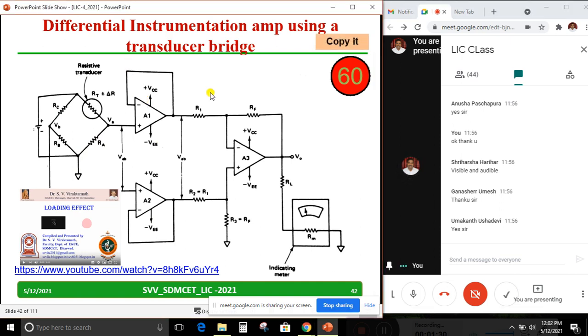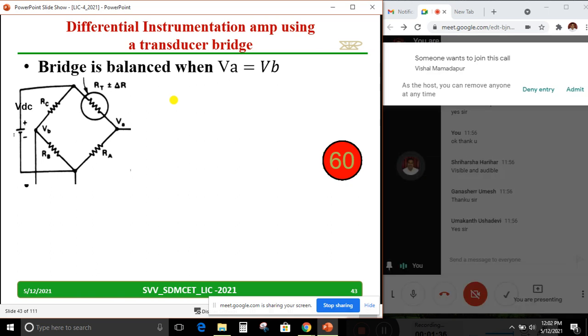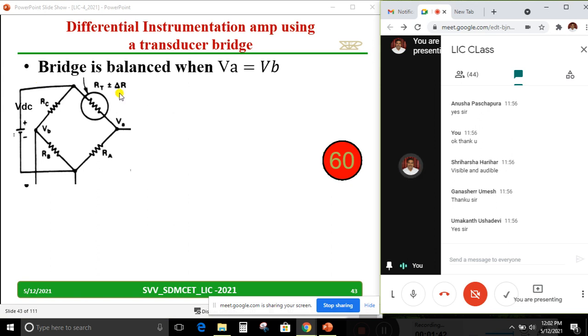Coming to only the bridge, all of you have already studied this bridge in your previous semesters. Your bridge is balanced whenever voltage VA equals VB. So I can say the bridge is balanced when VB equals VA.